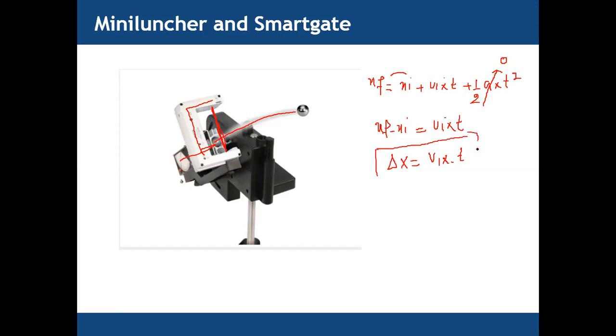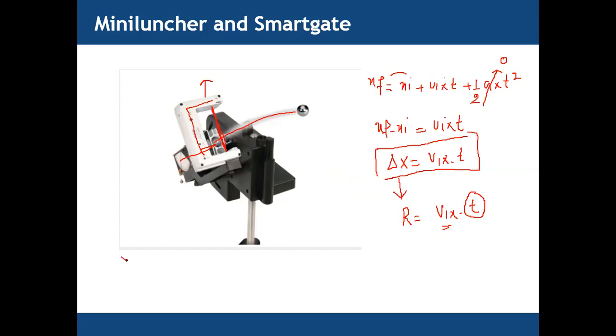This one is the horizontal range. Range is equal to Vix multiplied by t. With the help of the smart gate, we will record the initial velocity. Then we need to find the time. How can we find time? From the second equation, we can find the value of time.